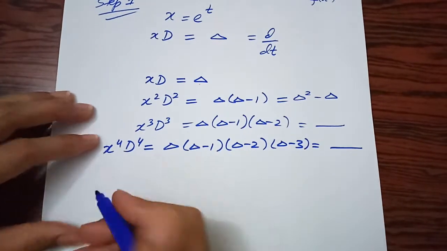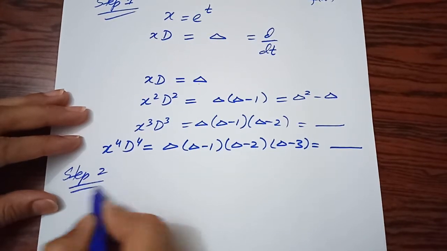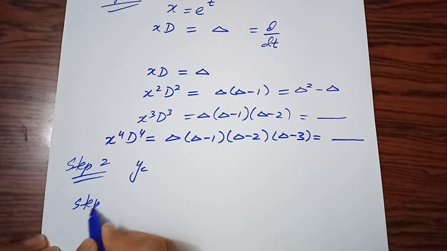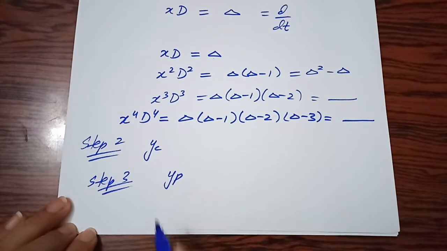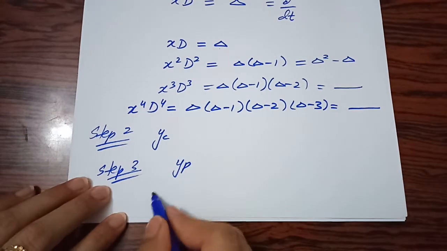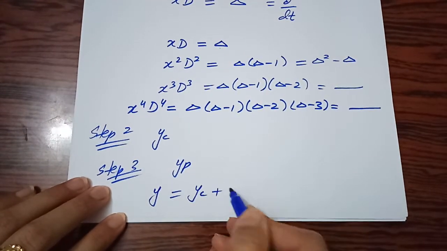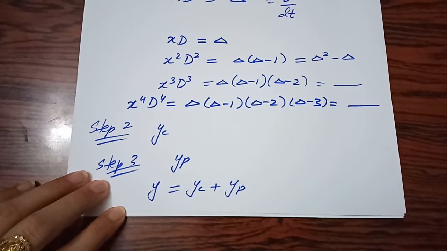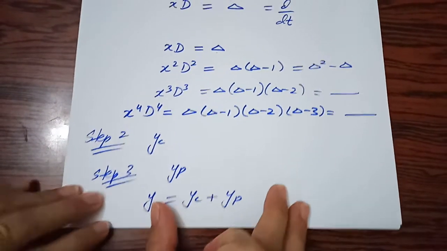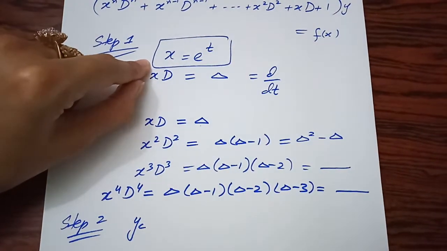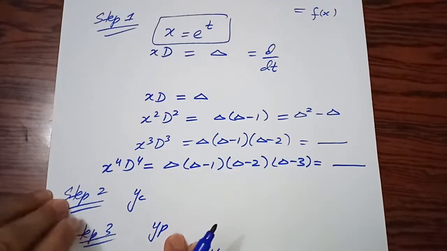After using all these identities, in step 2 we have to find our complementary solution. In step 3, we have to find our particular solution. After finding the complementary and particular solutions, you have to find your general solution by adding them up. And then after finding the general solution, you have to substitute back using this equation, that is back substitution. So let's discuss everything in this example.